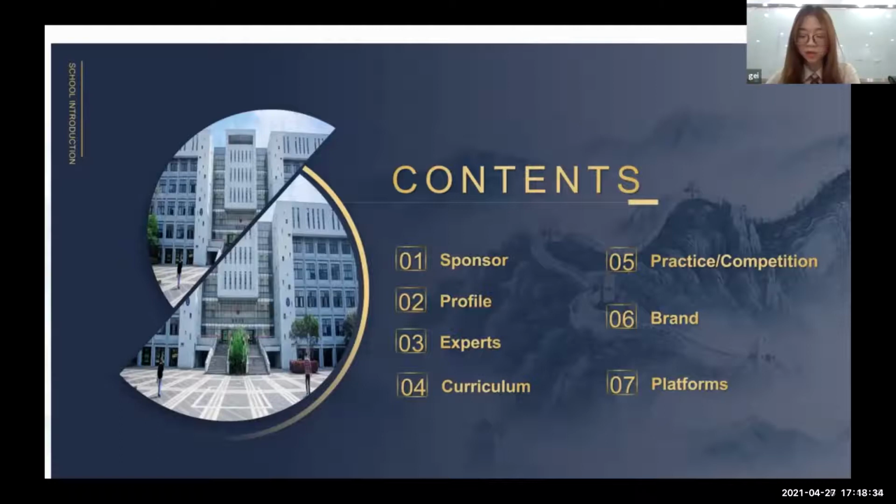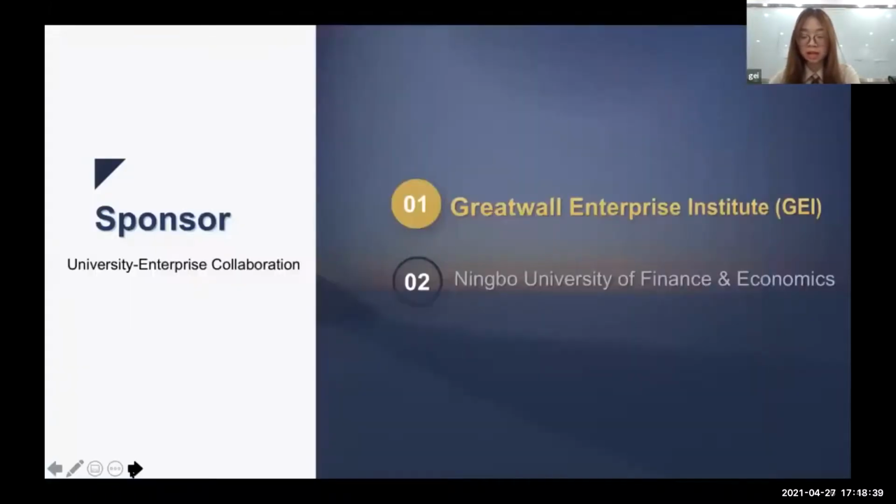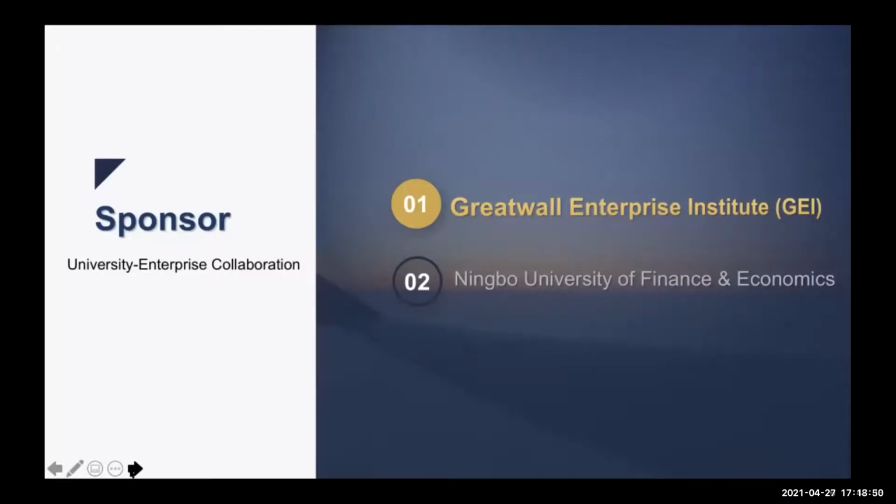首先，建设主体的话呢是长城战略咨询和宁波财经学院。长城战略咨询可能大家都还是有所了解的，我重点介绍一下这个宁波财经学院的一些情况。 So first of all, in terms of two sponsors, as I mentioned, it is a collaboration between university and enterprise. The enterprise here is Great Wall Enterprise Institute, short as GI, you are very familiar with. So my highlight for today will be Ningbo University of Finance and Economics.